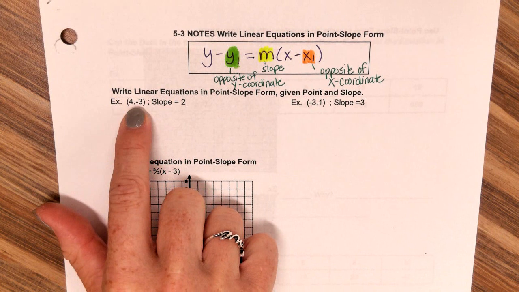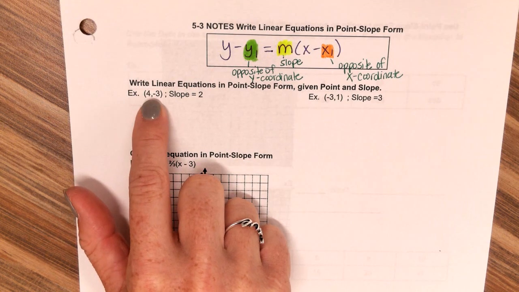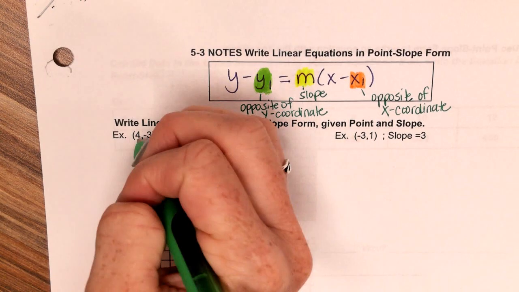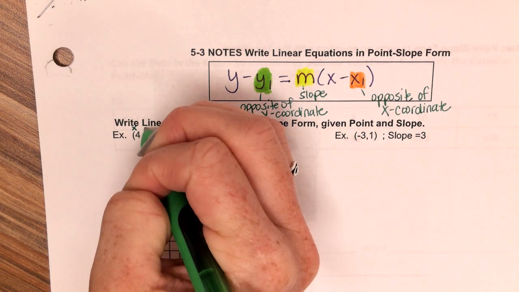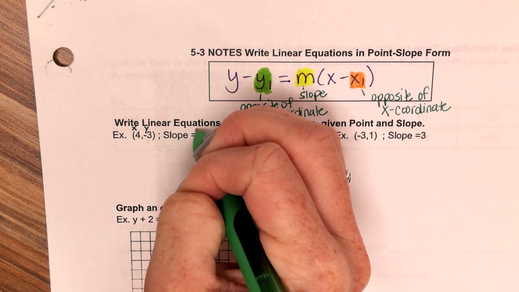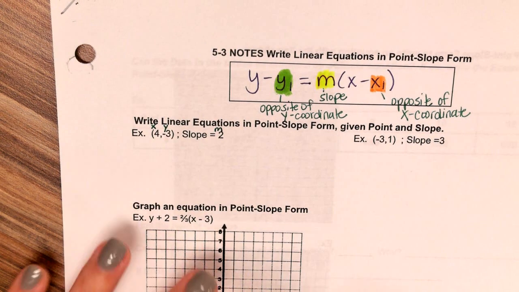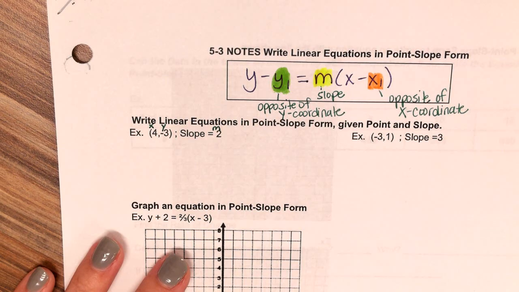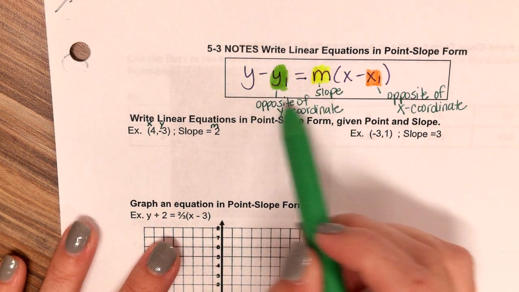All right, let's write an equation in point slope form if they give us a point and a slope. So everybody agrees this is a point, right? We call it a coordinate. Okay, so what we're going to do is we're going to plug this in for the x, this in for the y, and this in for the m. But we're going to make it look like this. Okay, so we're going to follow this format.